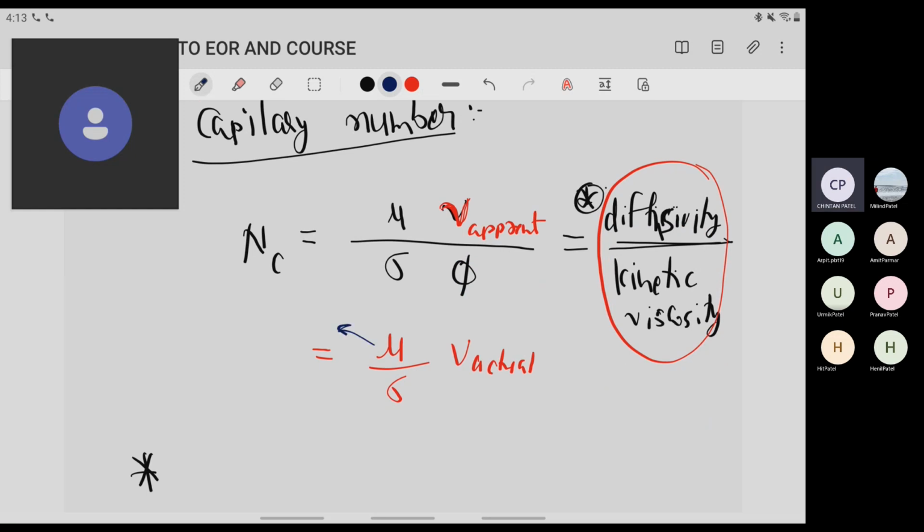Mu here is the viscosity of crude oil, definitely. V is the actual velocity, or apparent velocity by phi. Sigma is the interfacial tension. Okay, when we say interfacial tension, then I should not define it. It's between that oil and water only. Just confirm it once regarding this sigma. It must be between oil and water only.